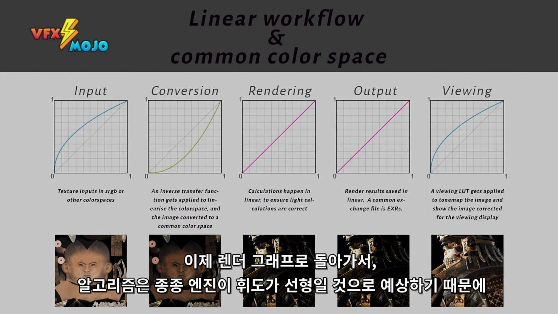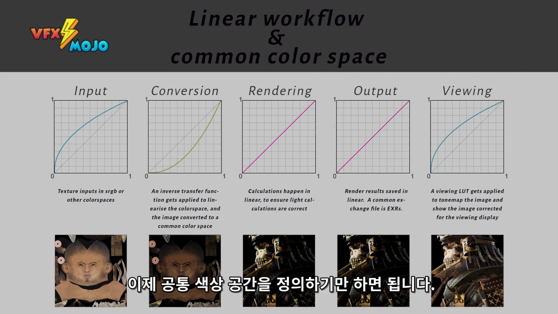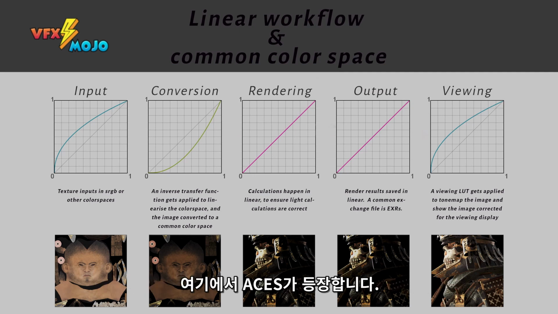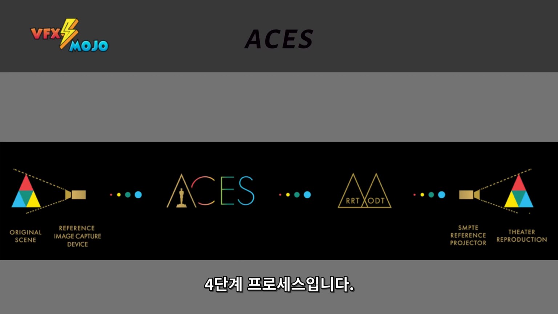Since the algorithm of an engine will expect luminance to be linear, we want to apply the inverse of the transfer function before doing our calculations. Now we just have to make sure to define a common color space. This is where ACES comes into play. ACES, which stands for Academy Color Encoding System, attempts to standardize and simplify color management. It is a 4-step process.